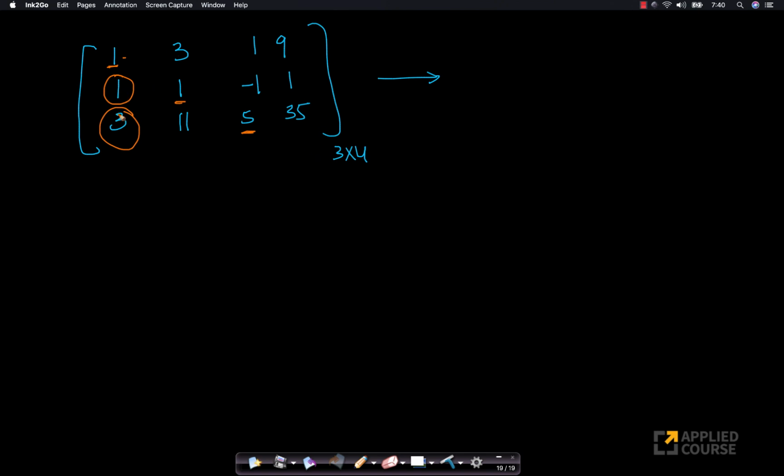So I'm taking this. Simply speaking, take the first column, except for the first row, take every other row. We try to zero out these two. How can I zero out this? Let's see. If I write, this is my row 1, this is my row 2, this is my row 3.